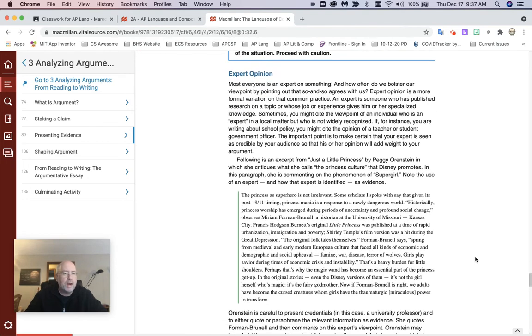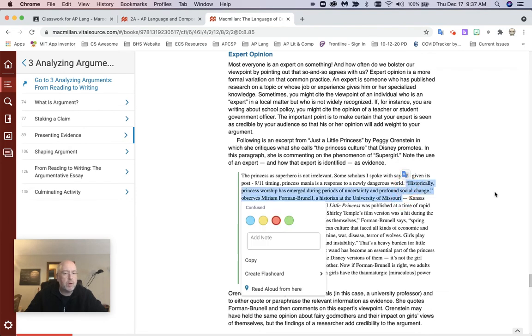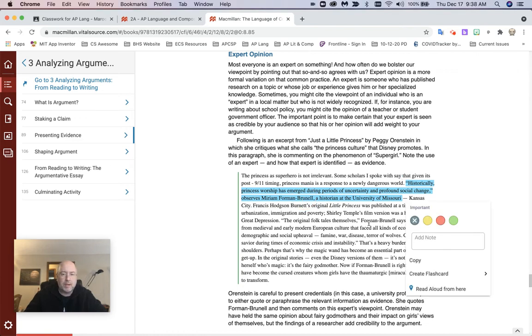Expert opinion. This is a great example. Most everyone's an expert on something, but you do want to take a look at this great example from the princess culture, Just a Little Princess, talking about the princess culture. And now this is someone who's pulling in a professor who pulls in a quote that says, historically, princess worship has emerged during periods of uncertainty and profound social change. This is talking about that whole notion of the Disney princesses having to be there for girls, and girls need that as part of the growing up years. And Disney princesses, I personally don't think they're evil, but you do have to watch what they're about, because not all the examples of Disney princesses are particularly strong, particularly in a contemporary mindset.